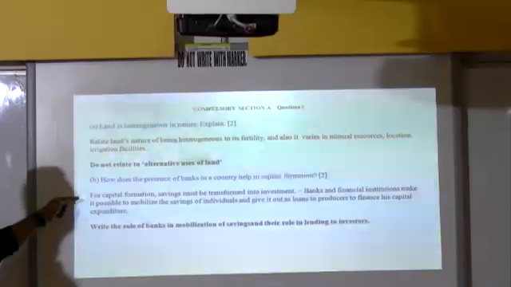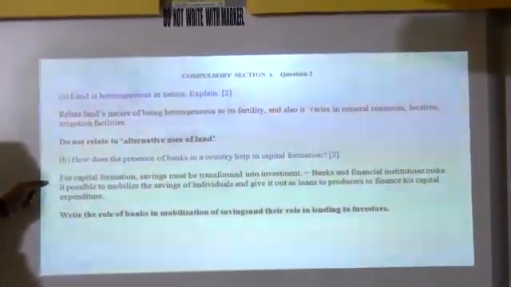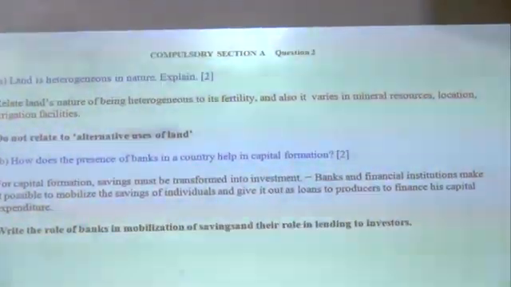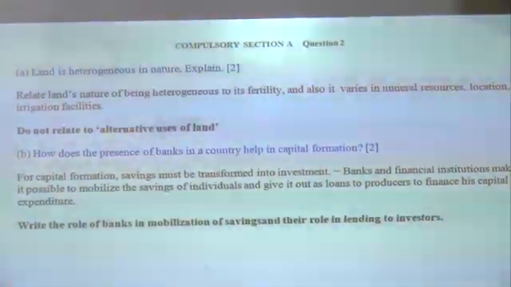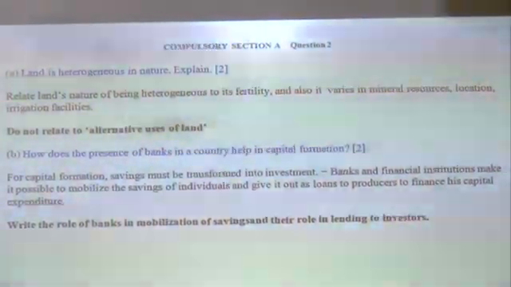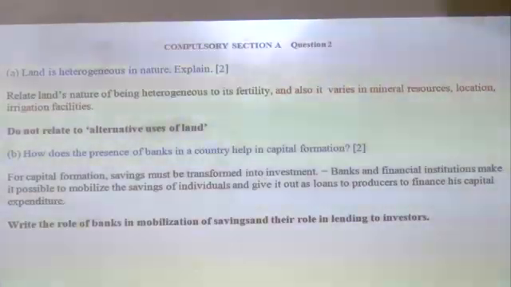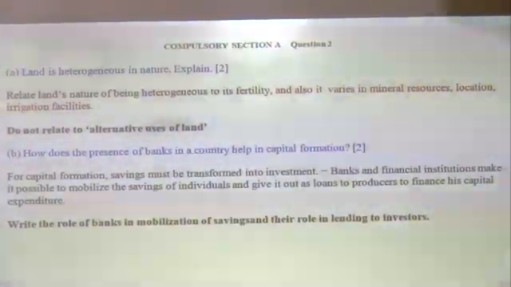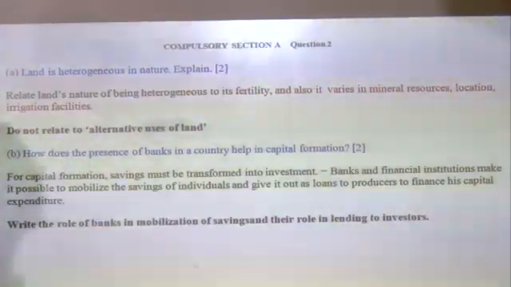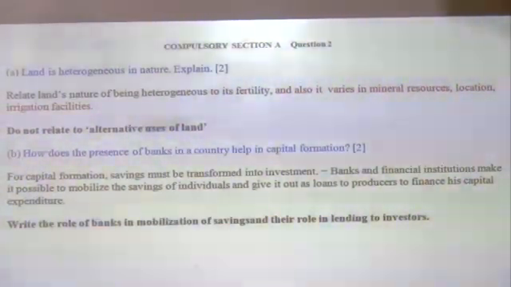So what happens here is, banks and financial institutions make it possible to mobilize the savings of individuals. Mobilize means collect the savings. Savings could be the home savings, fixed deposits, recurring deposits, current deposits, and give it out as loan to the producers to finance his capital expenditure.